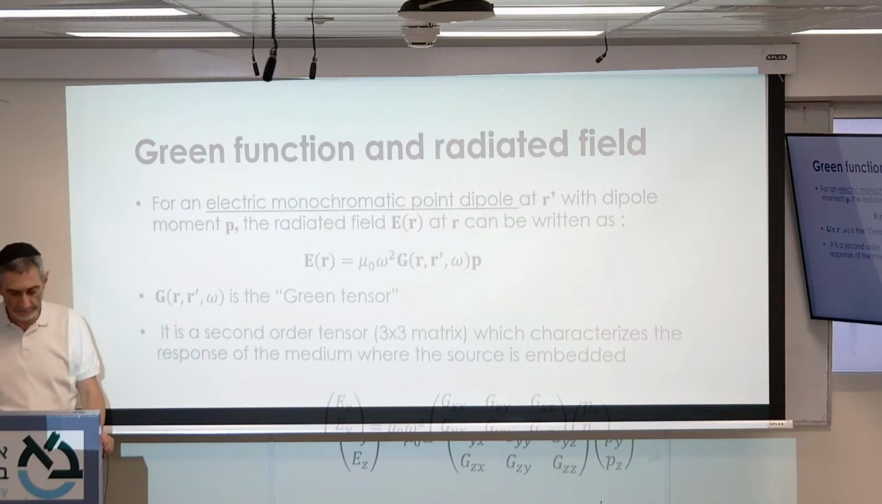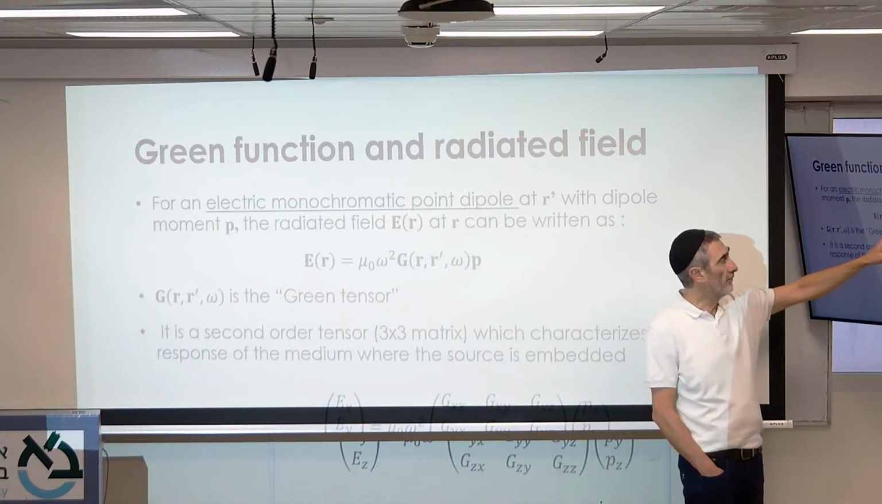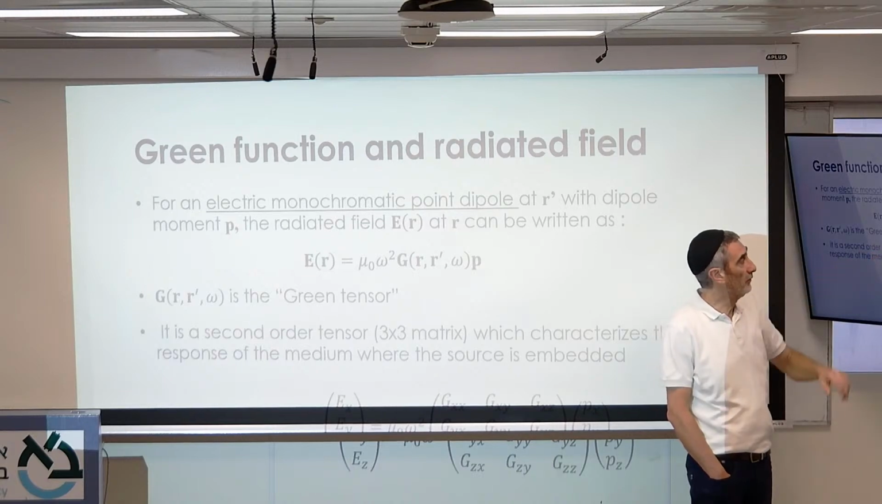Okay, so how do you relate the green function and the field? That's the most important. Let's say for a particular point electric dipole at position R prime with the dipole moment P, the field E of R, which is radiated from this dipole, can be written as E of R equals mu0 over square times G times P, the dipole moment.